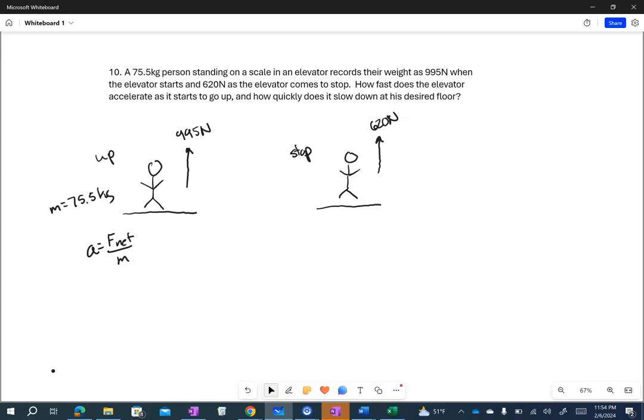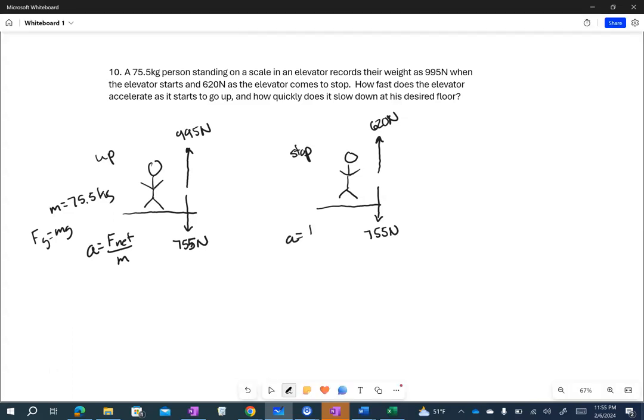But that 995, that push from the elevator, is not the only force on that person, because the Earth is also pulling down on that person with its weight. The weight of that person, F sub g, is equal to m times g. So we're going to take that 75.5 kilograms and make it 755 newtons. And over here, that person on the way when they're stopping also has a weight of 755 newtons because the Earth's pull on that person has not changed. Their mass hasn't changed. They're still the same person.